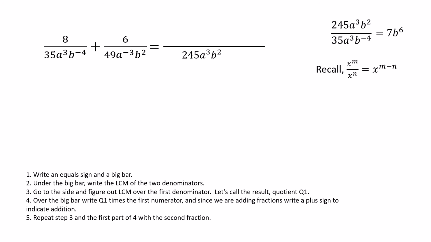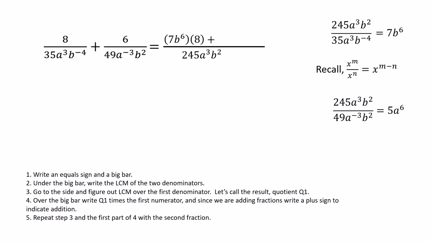Take that quotient and multiply by the first numerator 8, and because we are adding fractions, put a plus sign. Then you do the same thing with the second fraction, that is, take the common denominator over the second denominator, and 49 goes into 245 5 times. b square and b square divide into each other to get 1. And a cube over a to the negative 3, like I said before, would be a to the 3 minus negative 3, which is a to the 3 plus 3, which is equal to a to the 6.